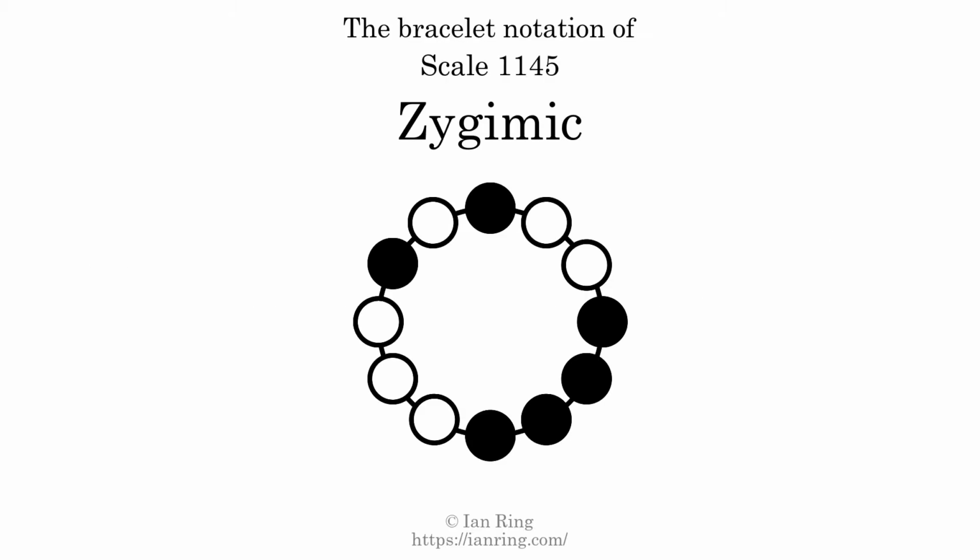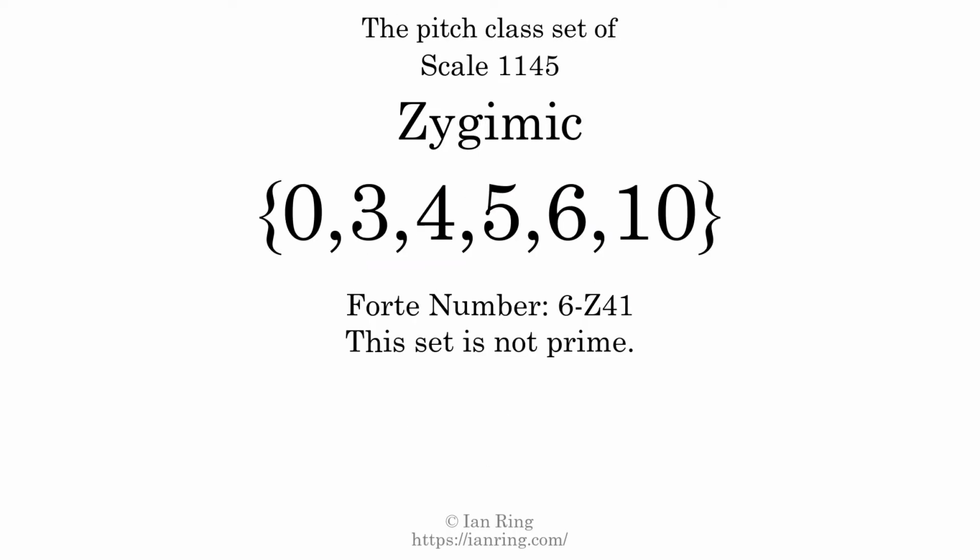This is a bracelet notation diagram of scale 1145. The shaded circles represent tones that appear in the scale, and they are read clockwise, starting at the top. The pitch class set for this scale is 0, 3, 4, 5, 6, 10. The forte class is 6Z41. This set is not prime.